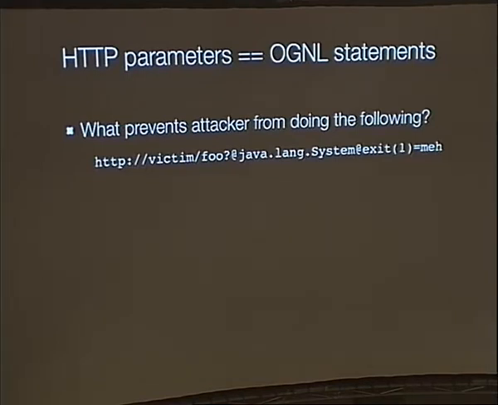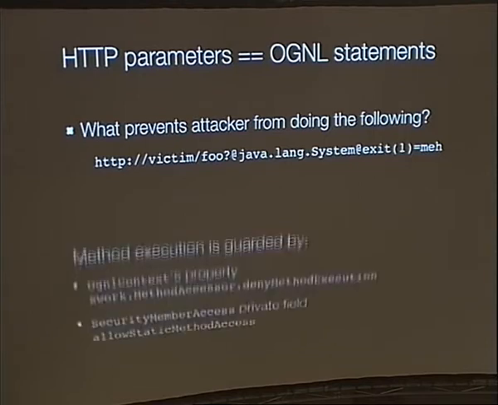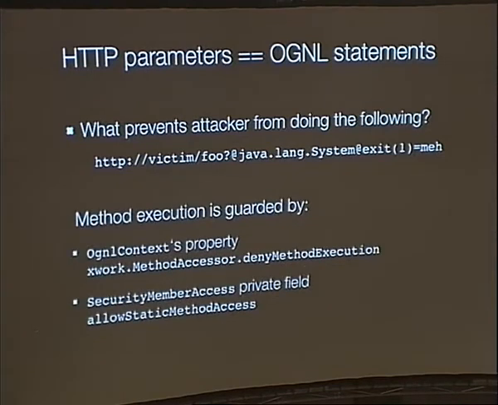The thing is that two variables prevent you from doing this. One is a property in the OGNL context, which, as you can see, is called denied method execution. If this value is set to true, then right before executing your method, Struts is going to parse your input as a method, but before executing it, it's going to check whether the property allows you to execute methods. And if it doesn't, it's going to throw an exception.